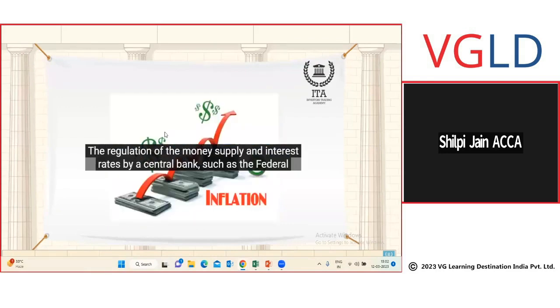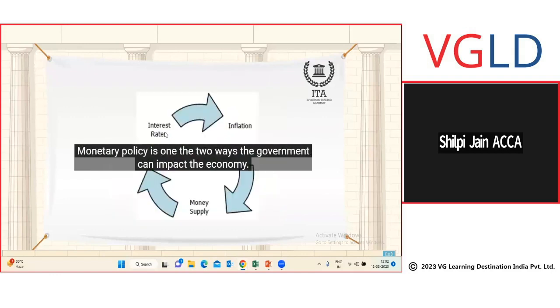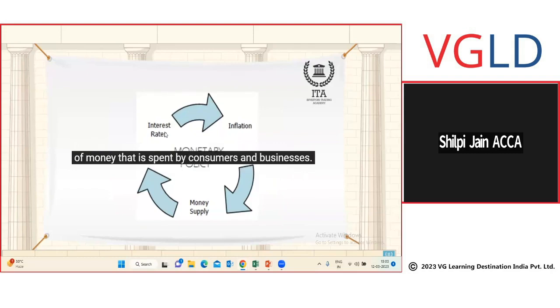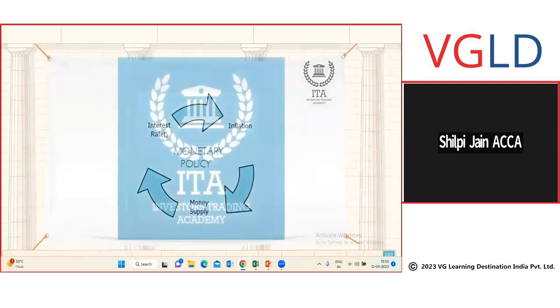Monetary policy is the regulation of the money supply and interest rates by the central bank, such as the Federal Reserve Board in the US, in order to control inflation and stabilise currency. It is one of the two ways the government can impact the economy. By impacting the effective cost of money, the Federal Reserve can affect the amount of money that is spent by consumers and businesses.